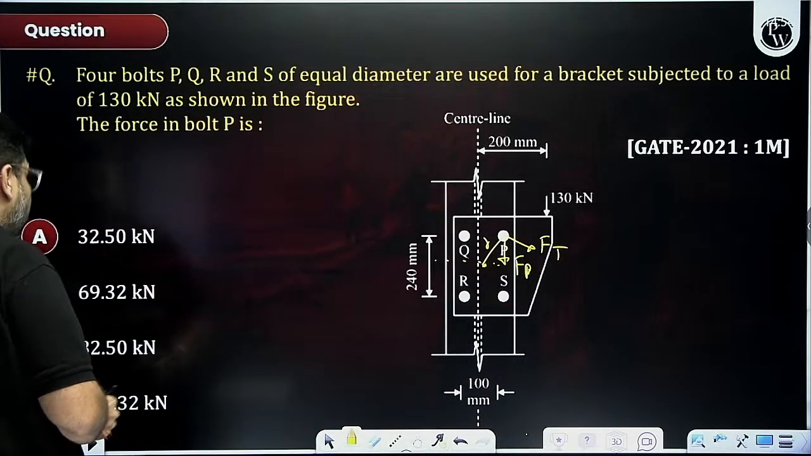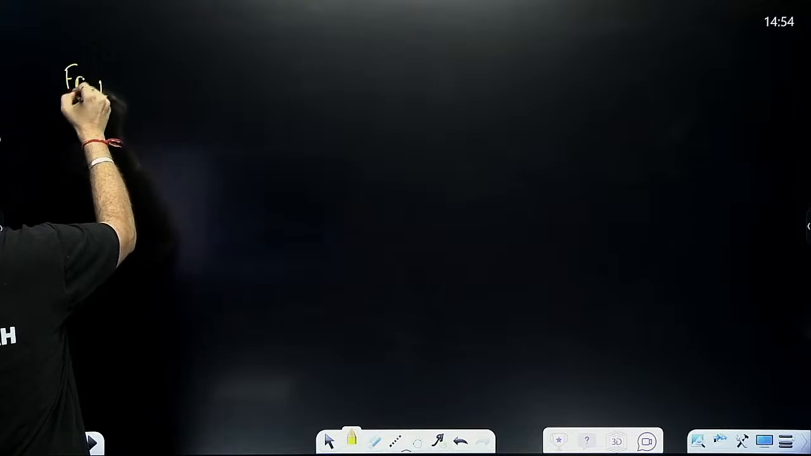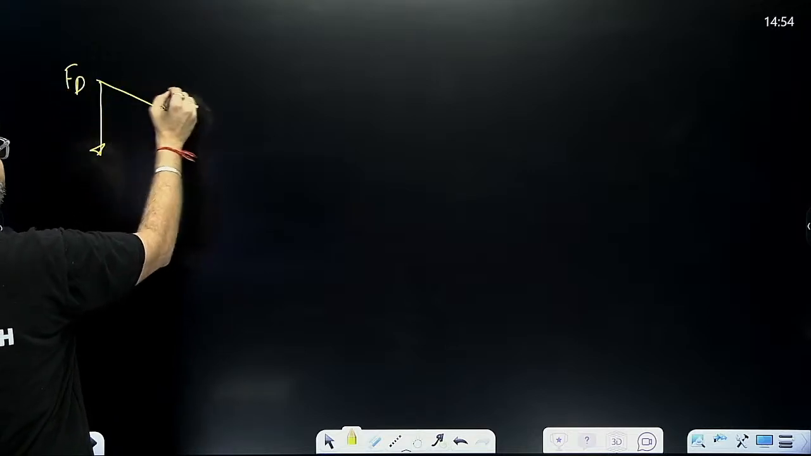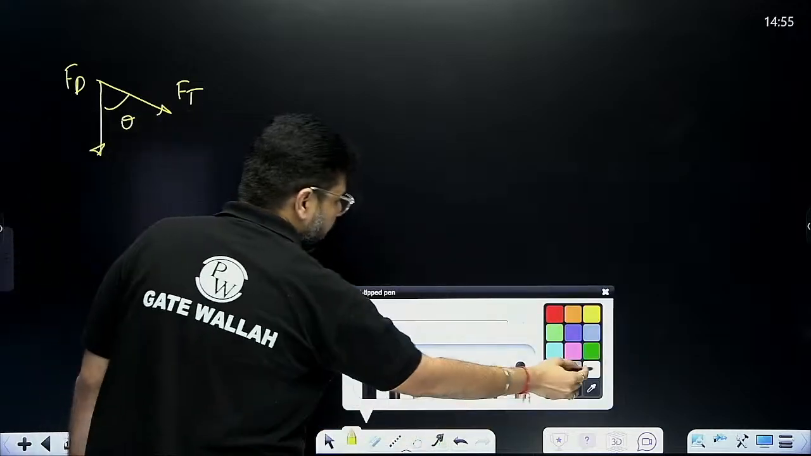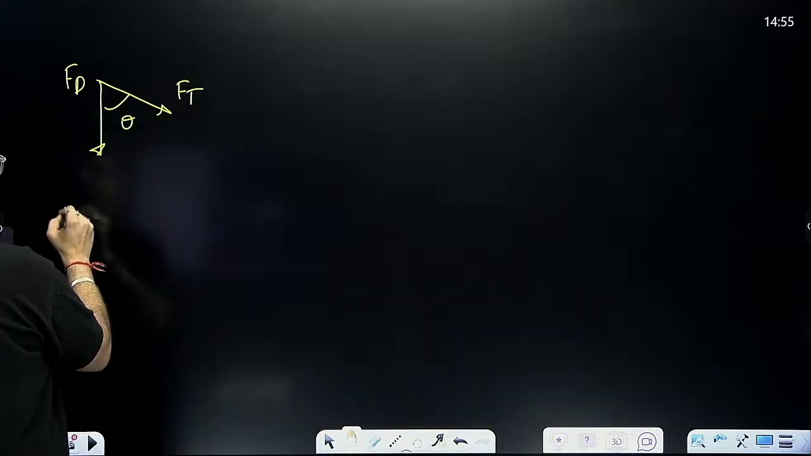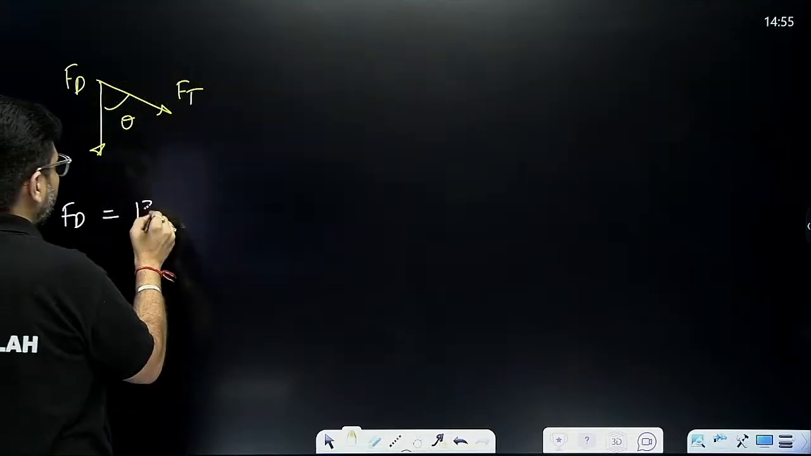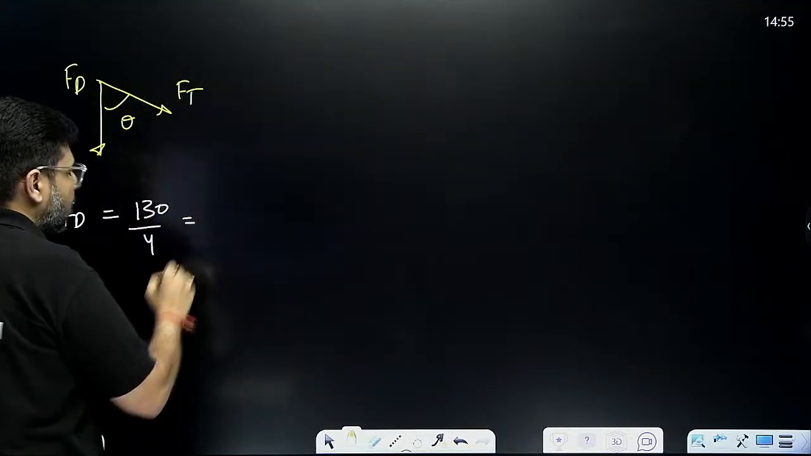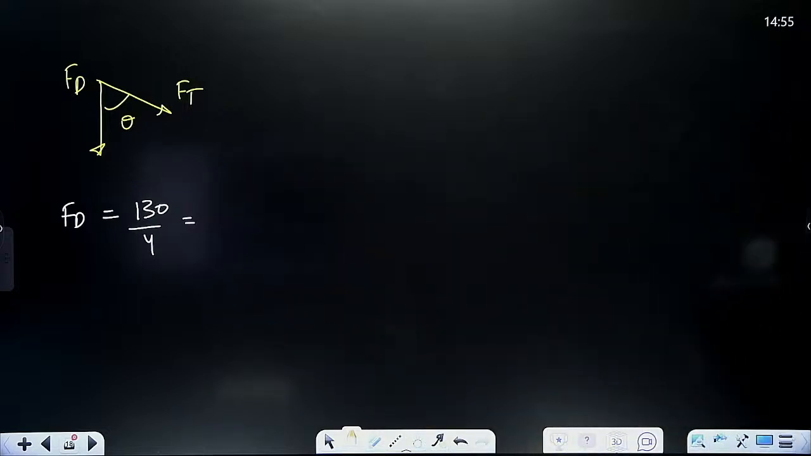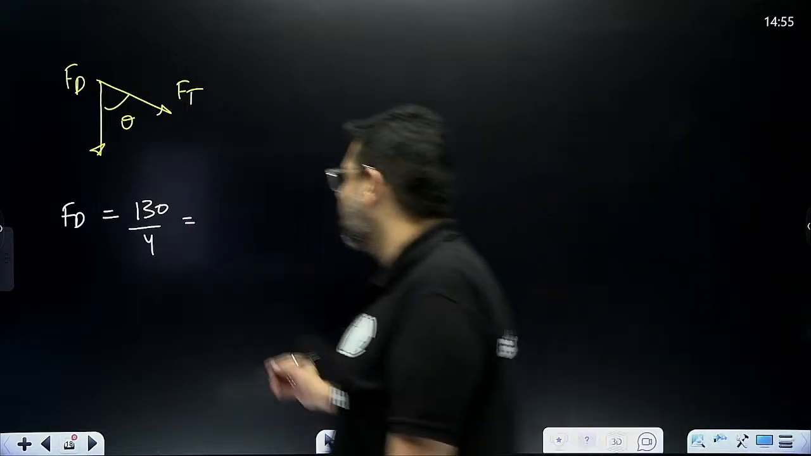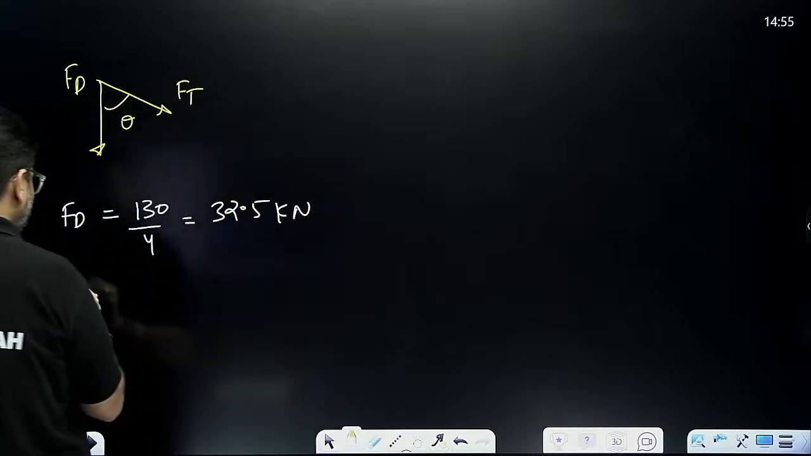So FD is how much? This is my FD and this is FT, and this is the angle theta between them, and we have to find out the resultant force. FD is easy to find, 4 bolts are there, so 130 by 4 is equal to how much? That is 32.5 kilonewton. I have solved it. A very favorite question asked many times in your exam.